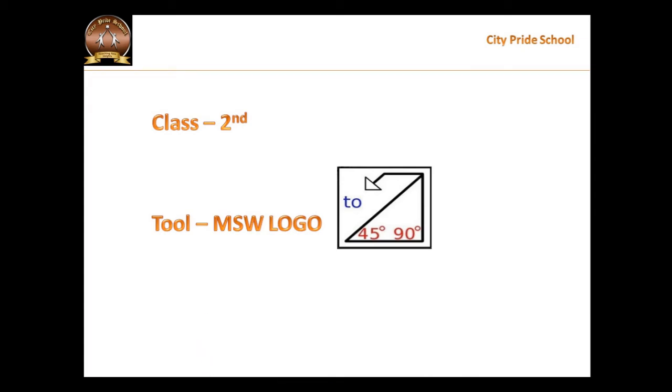In the last video, we saw how to draw three circles in a line, correct? Today we are going to learn how to draw a traffic signal. First I will explain in Paint and then I will explain in MSW Logo software. So first of all, I will open our Paint software.